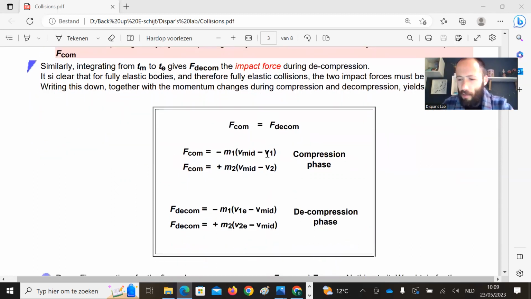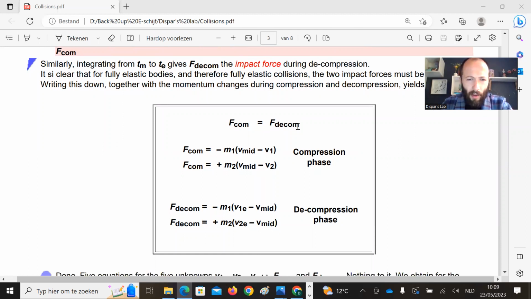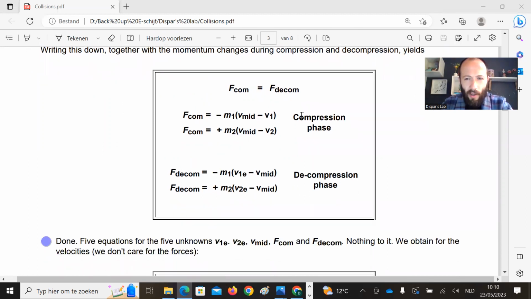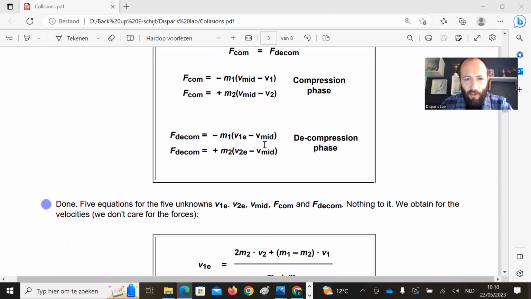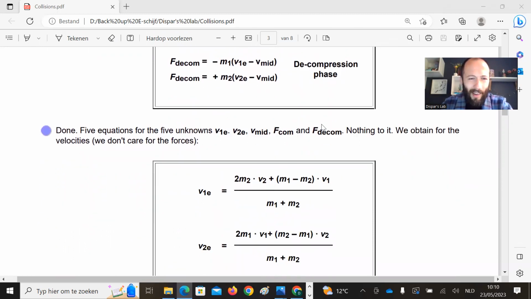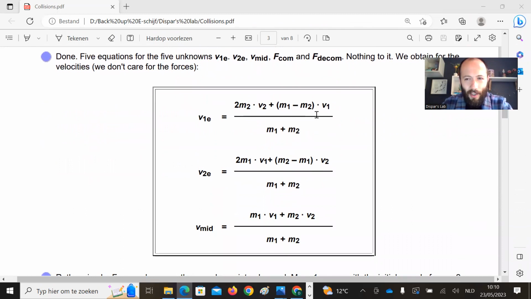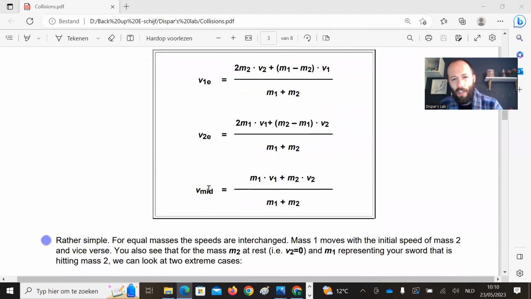So here we have a couple of equations. It says the compression force equals the decompression force, and then you can calculate the compression force of both masses, and that will equal the same. And then you can calculate the decompression forces, and that will equal the same. And then there are additional equations to calculate the velocities after collision. And then, yeah, the V mid, that's the midpoint speed. That's the speed at which they're going when they reach the maximum compression point.